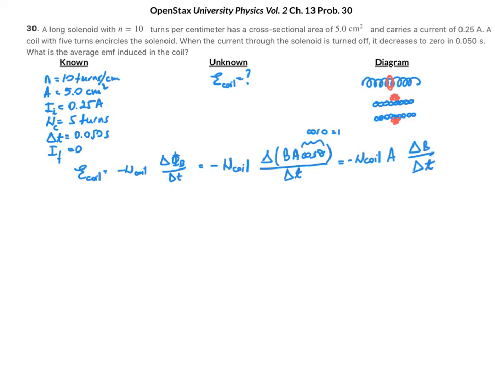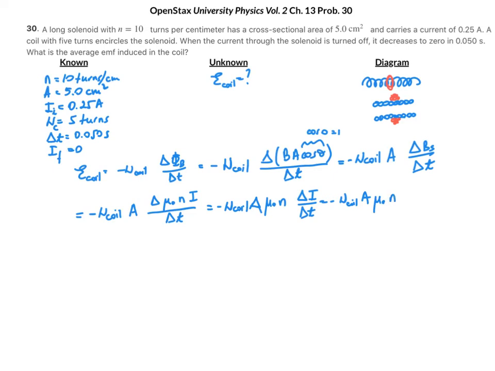Now, the magnetic field goes through the coil, but it is caused by the solenoid. So the solenoid is the thing that has current going through it, so it's the magnetic field of the solenoid that we're dealing with. So then this becomes negative N coil times the area of coil and solenoid, and then we have delta of mu naught n I, divided by delta t. We know that mu naught and n don't change, so we'll take these out of the delta symbol, and then we'll have negative N coil A mu naught n delta I over delta t. So that is negative N coil area mu naught n. Delta means final minus initial. So I have I final minus I initial divided by delta t.